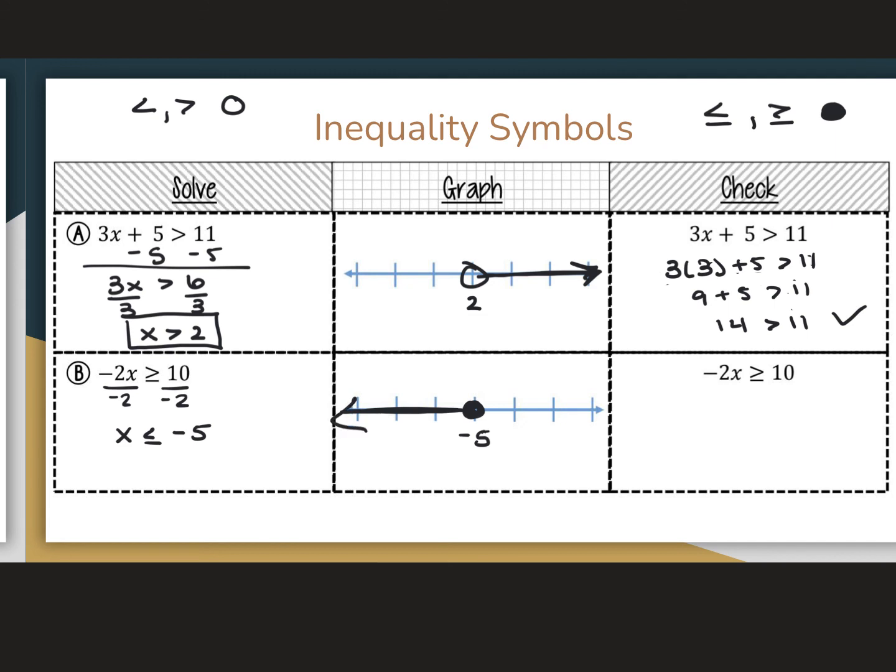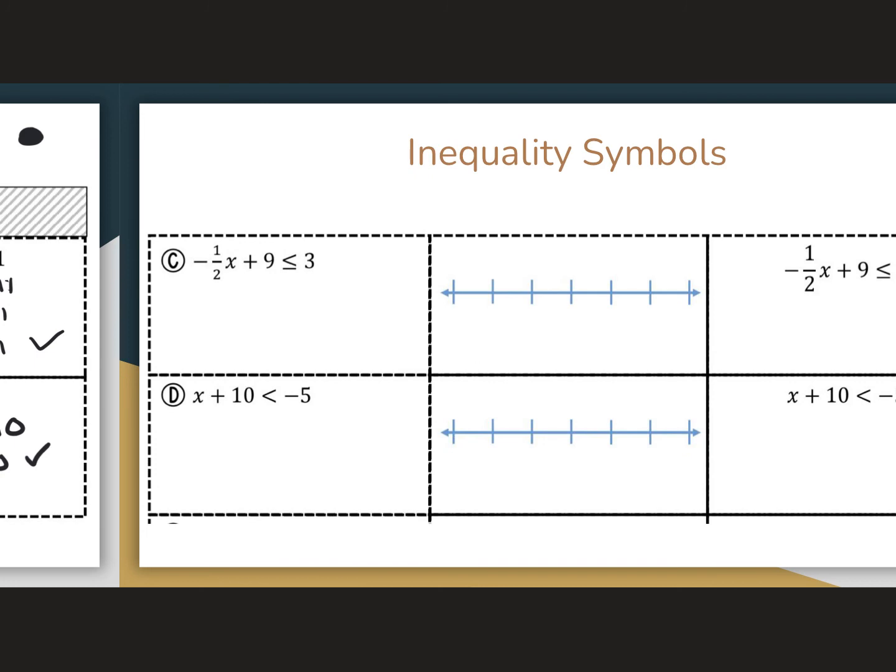All right, so we can check to make sure that negative 5 is a solution. We can simply plug that in. We have negative 2 times negative 5 is greater than or equal to 10. We get 10 is greater than or equal to 10, which is true.